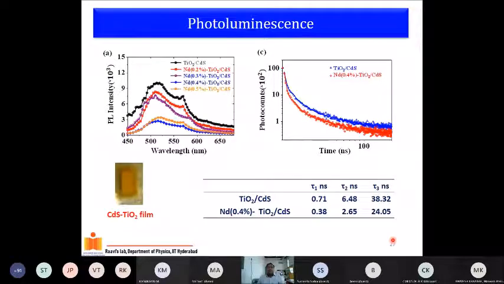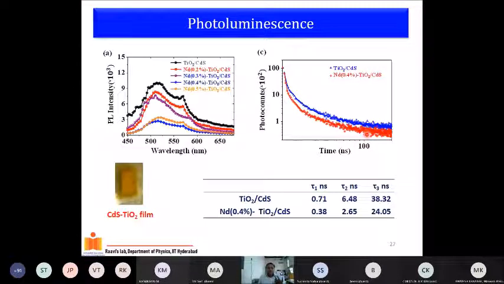The same thing we did with the quantum dot solar cell, so we did both DSSC and quantum dot. The quantum dots used here are the standard cadmium selenide, cadmium sulfide quantum dots. And again, this experiment shows you the same story. Titania with CdS gives you an emission which looks like this, the steady state emission. And when you put it on Nd 0.4 doped titania, this has the least emission. The same thing here: the time resolved PL is faster for the doped titania case.